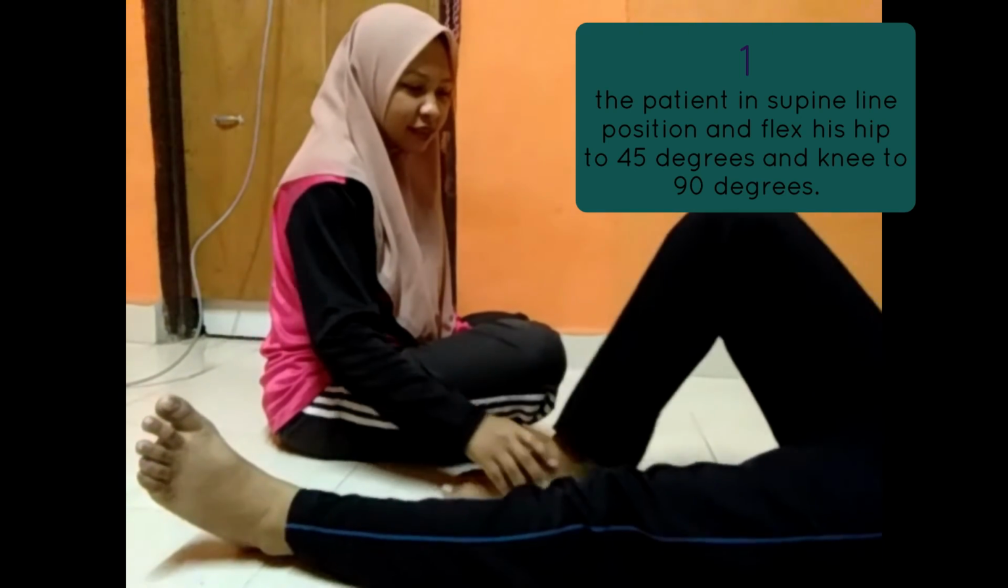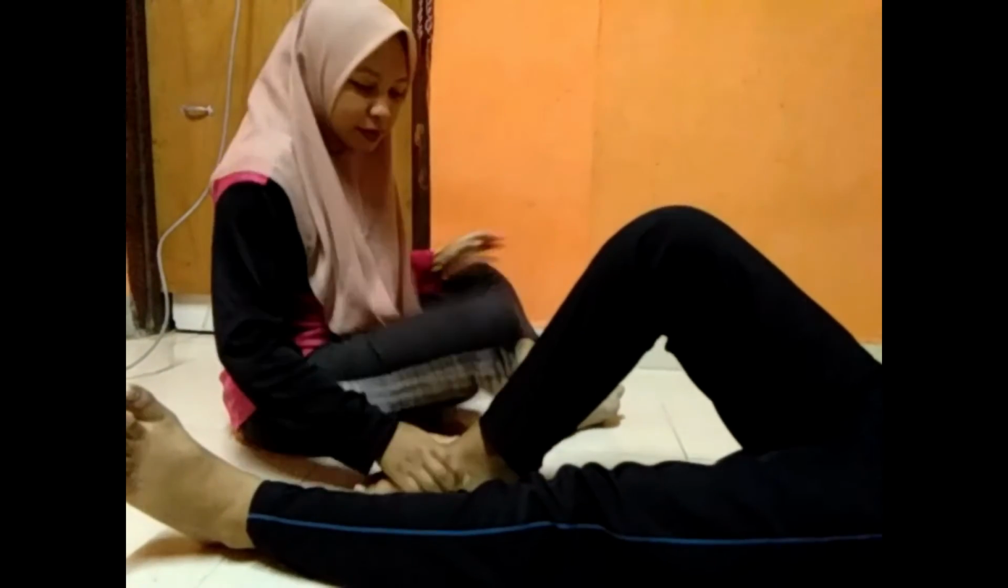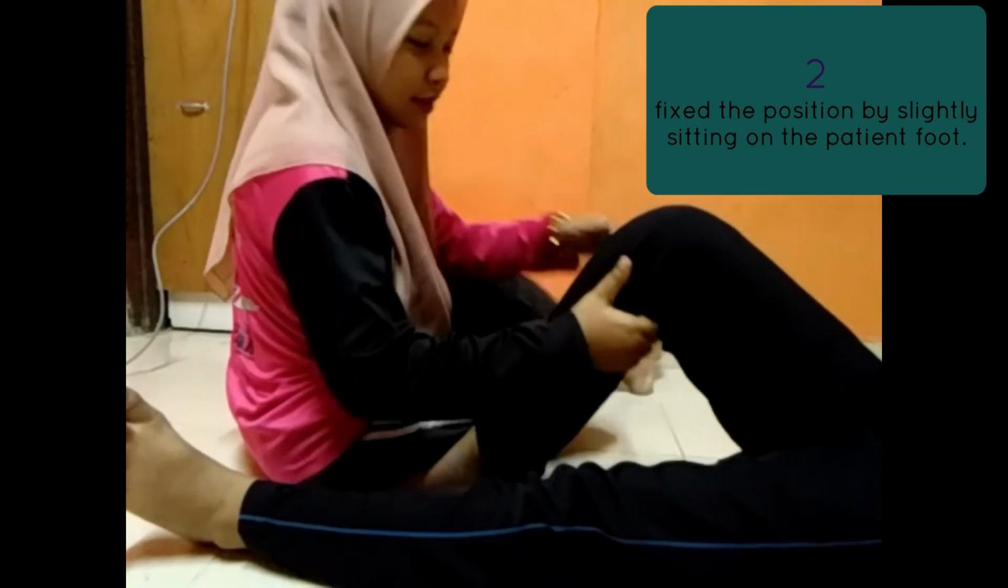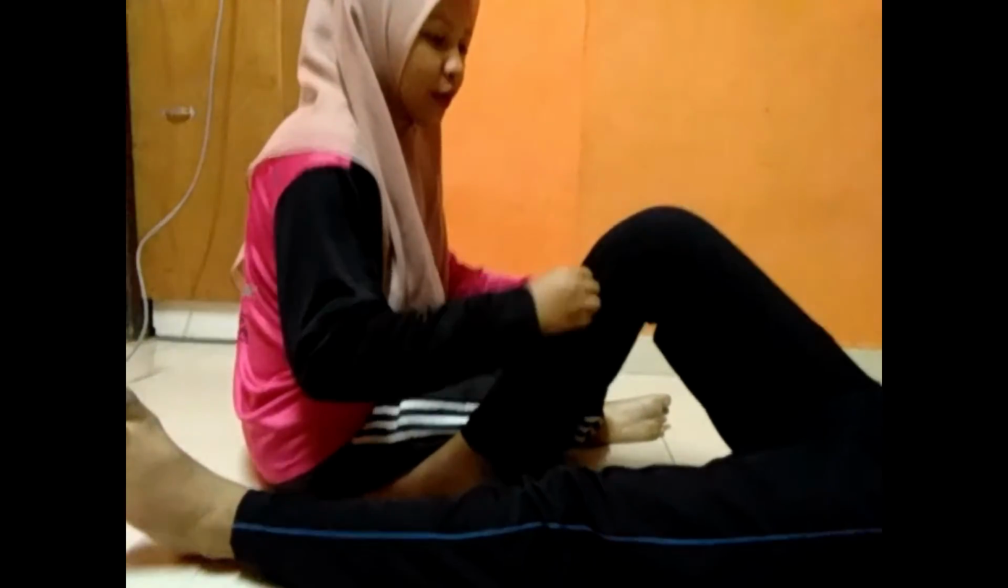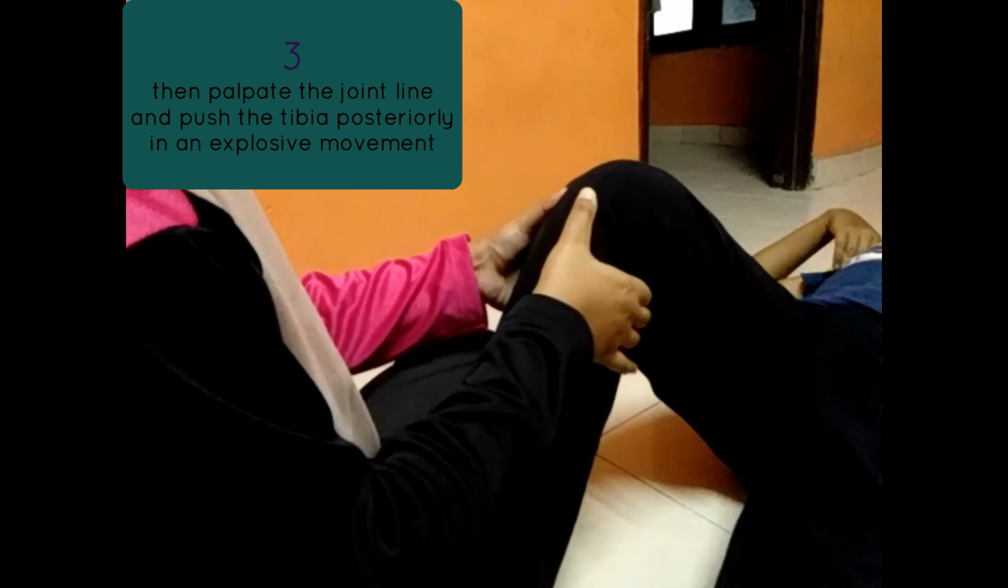Firstly, make sure the patient is in supine lying position and flex the hip to 45 degrees and the knee to 90 degrees. Fix the position by slightly sitting on the patient's foot. Then palpate the joint line and push the tibia posteriorly in an explosive movement.